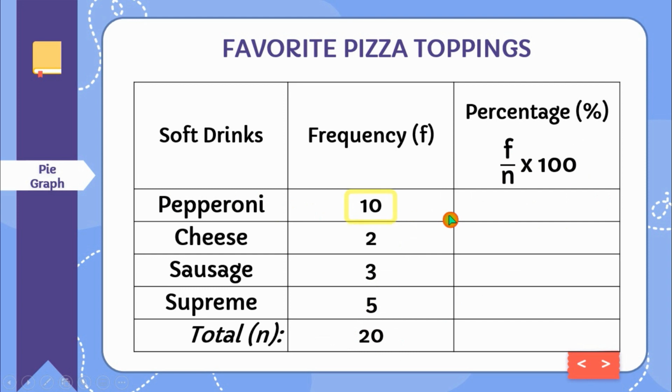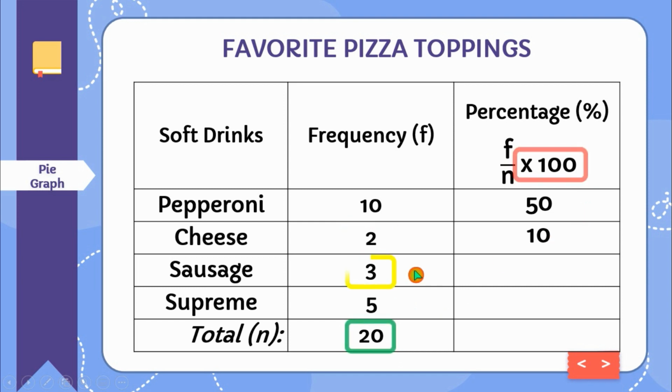So, 10 divided by 20, 0.5, and then i-times natin sa 100. So, that is equal to 50%. Okay? Yan. So, 50%. Yun na yun. And that is by following the formula. Frequency, i-divide natin by 20. So, 2 divided by 20 ulit. That is 0.1. And then, i-times natin sa 100. And that is equal to 10%.